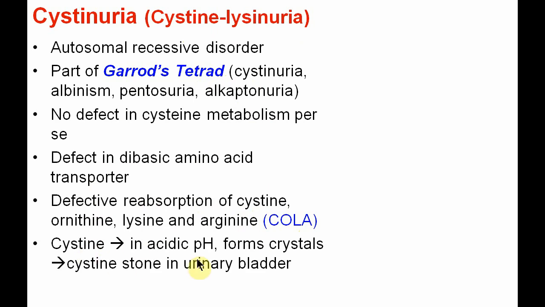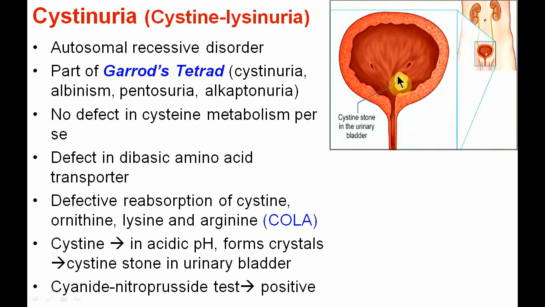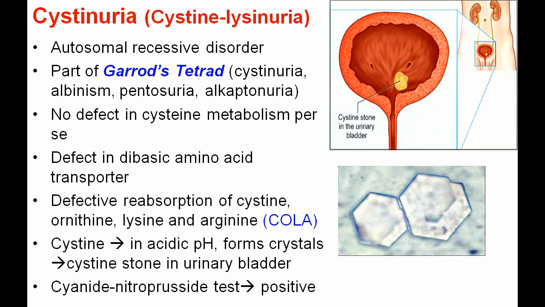So cystine in acidic pH or in acidic medium is converted into crystal formation. So that will create the cystine stone in the urinary bladder. Here the cyanide nitroprusside test is positive as cystine is present. So cyanide converts cystine into the cysteine, and cysteine reacts with the nitroprusside to give the magenta red color or purple hue. So here you can see there is cystine stone in the urinary bladder, and the crystals look like hexagonal cystine crystals like this.